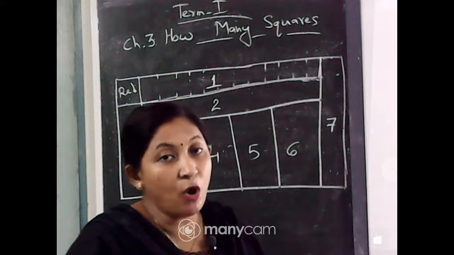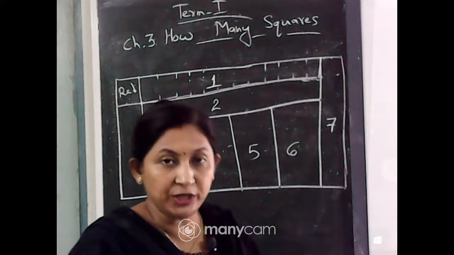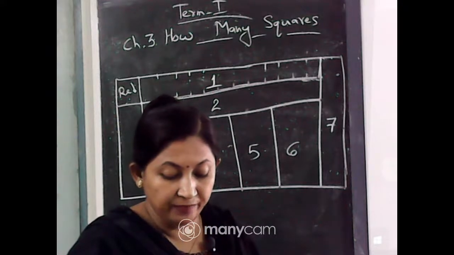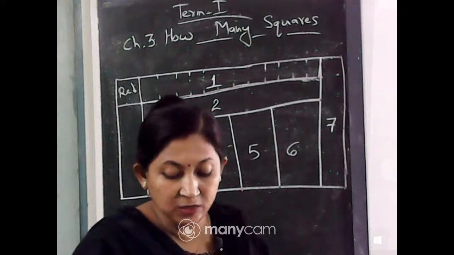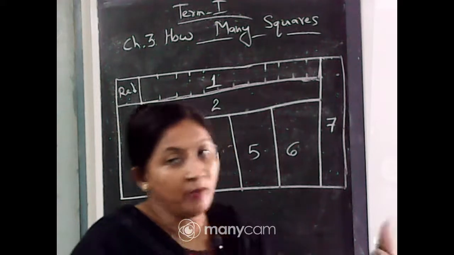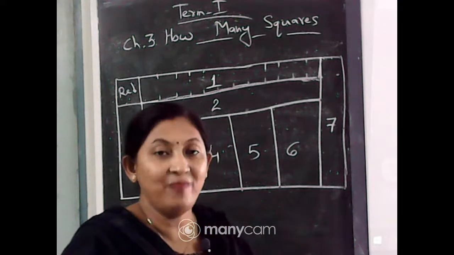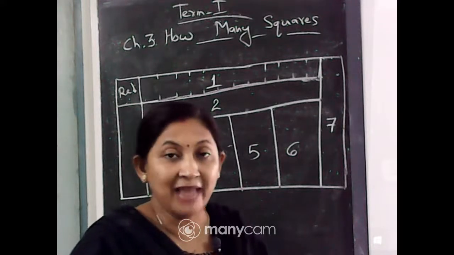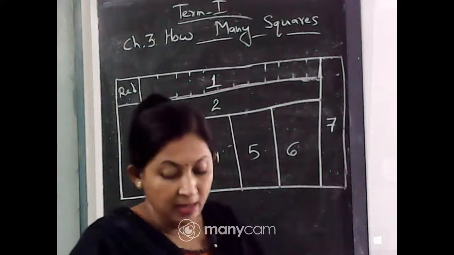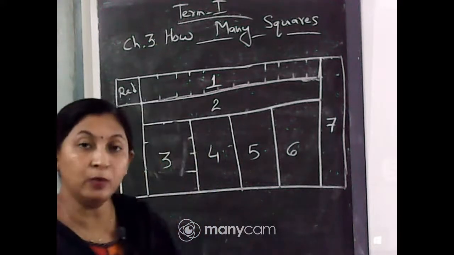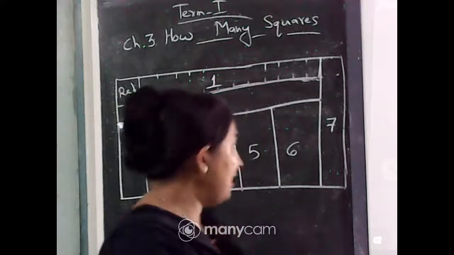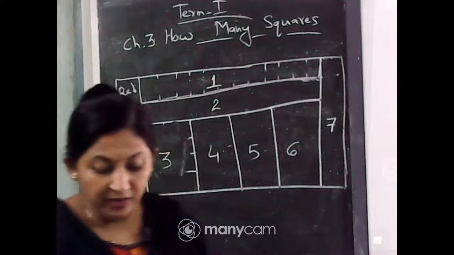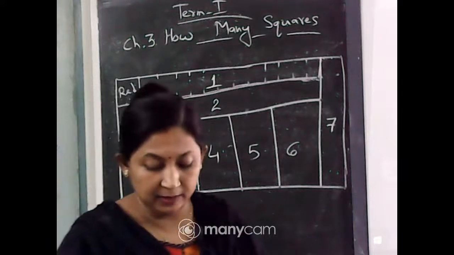Now, based on this, there are some questions. See the first question. How many rectangles could you make? So, how many have we made? Yes, we have made 7 rectangles. In the space provided in the book, write 7, because we are only able to make 7 rectangles. Clear? We are able to make only 7 rectangles.